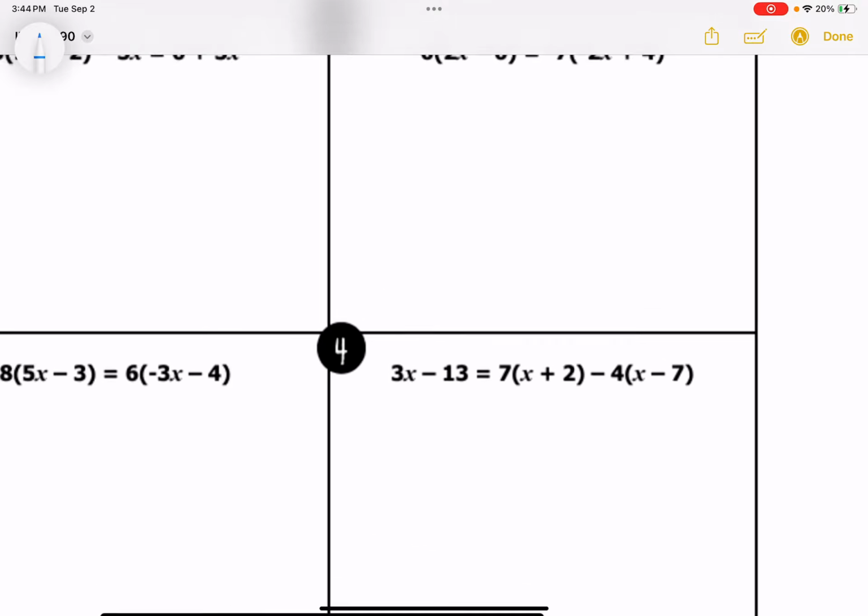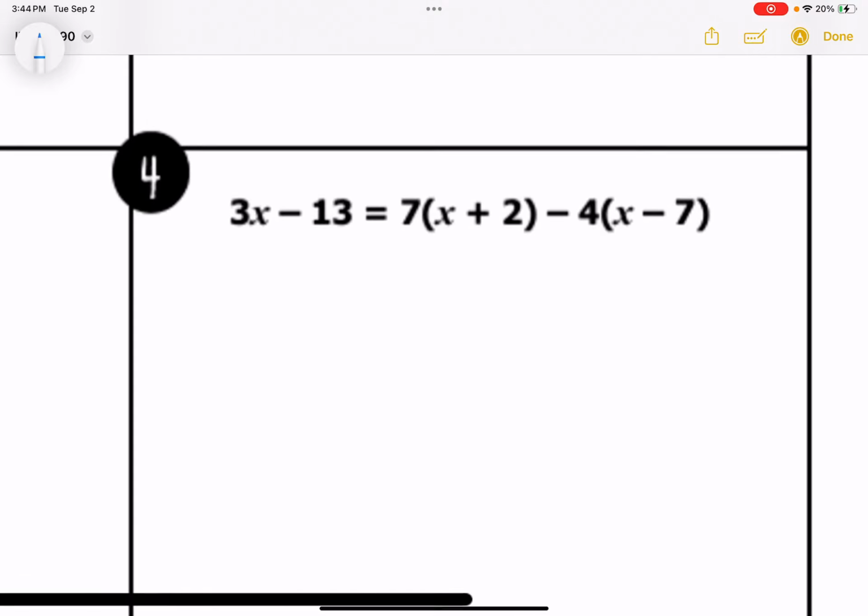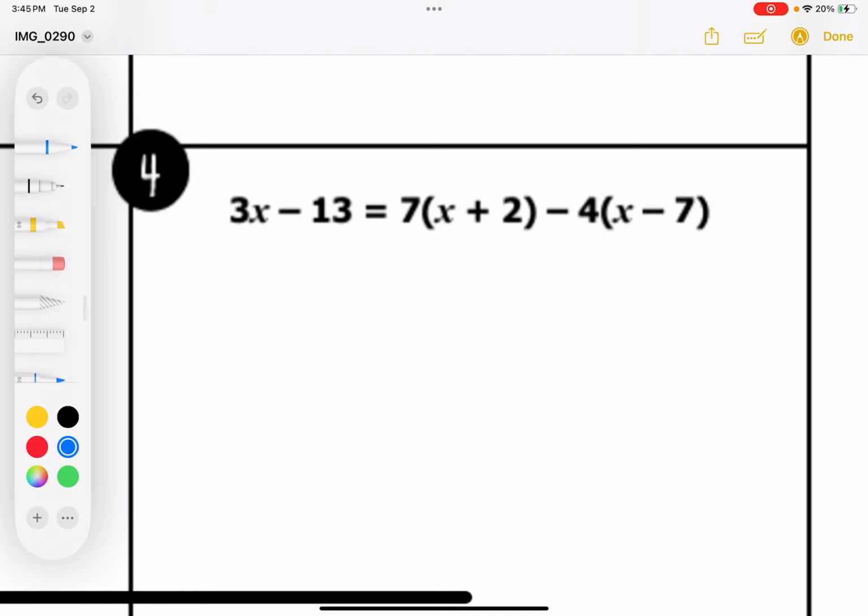And then let me try this final one with us, number 4, which looks wild. Let's give it the old go. Let's start with green. 3x minus 13 equals, let's distribute, but we're going to distribute twice because we're just that wild. 7 times x is 7x, plus 7 times 2 is 14. Negative 4, remember to treat this like one thing. Negative 4 times x is negative 4x. Negative 4 times negative 7 is, a negative times a negative is a positive 28.